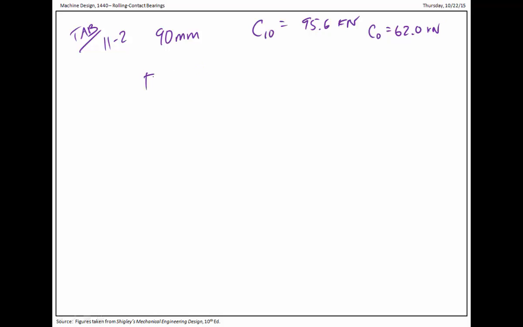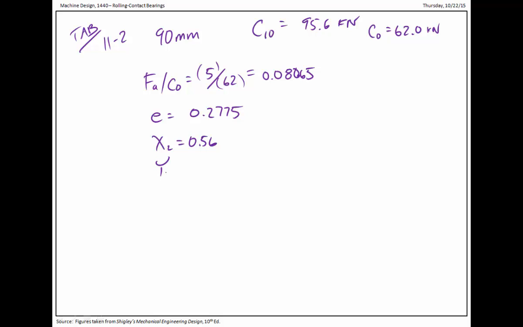And if I do that, I find an FA over C0 of 5 over 62, which should give me 0.08065. Right? And if I do that and I interpolate, I get an E of 0.2775. My 0.5 is still greater than that, so I use the X2. I find an X2 of 0.56, and I interpolate again and get Y2 out of that table. I get 1.570, and then I apply it again and get my equivalent is equal to X2 V FR plus Y2 FA, and you can plug the numbers in yourself. We get 13.45 kilonewtons.